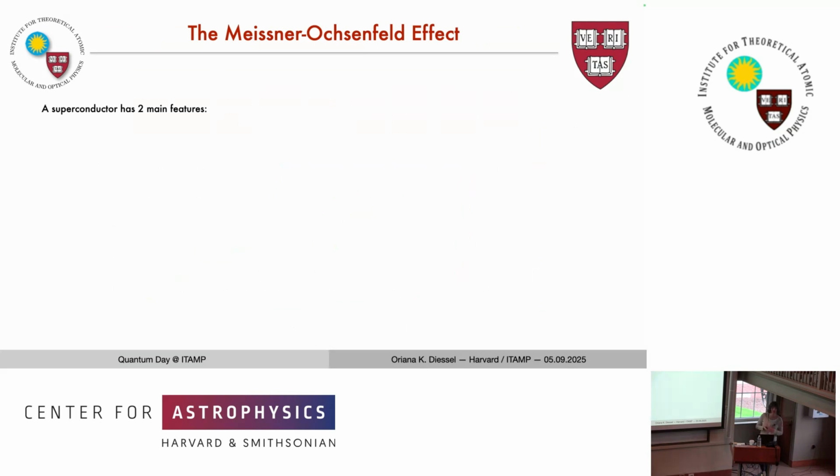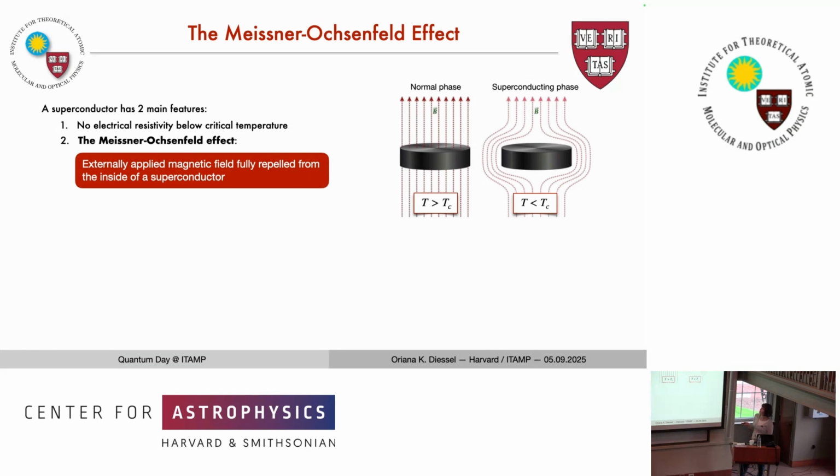Right, so a superconductor basically has two main features. One of them we learned about already. It's the zero electrical resistivity below the critical temperature. And the second one is the so-called Meissner-Ochsenfeld effect. The Meissner-Ochsenfeld effect means that an externally applied magnetic field is fully repelled from the inside of the superconductor.